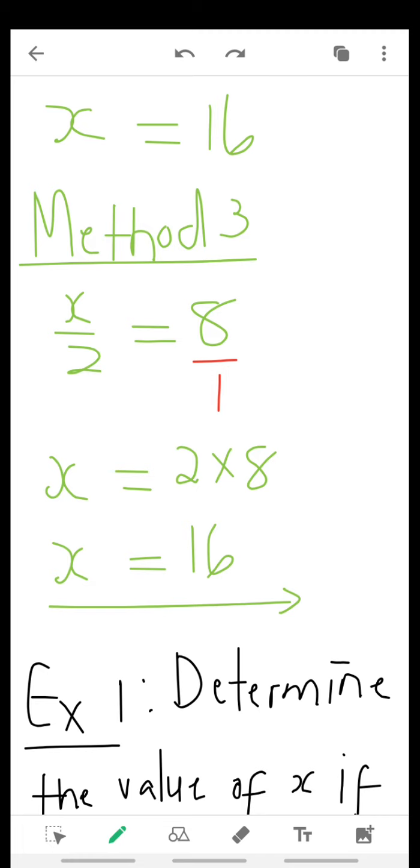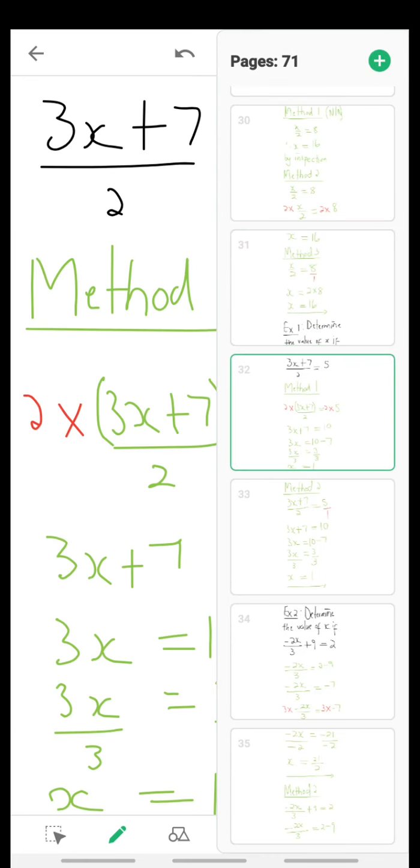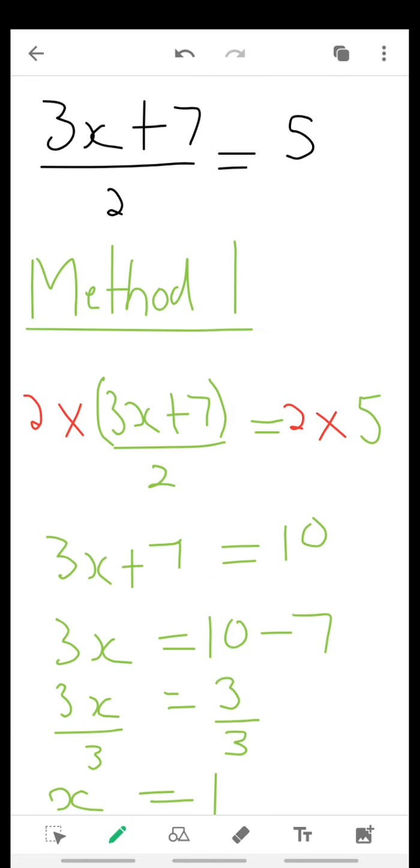Let's go to example 1 and see whether we are on the same page. Determine the value of x if 3x plus 7 over 2 is equals to 5. So remember, what are we dividing by? We are dividing by a 2. So that means I can multiply both sides by 2 because the opposite of division is multiplication.